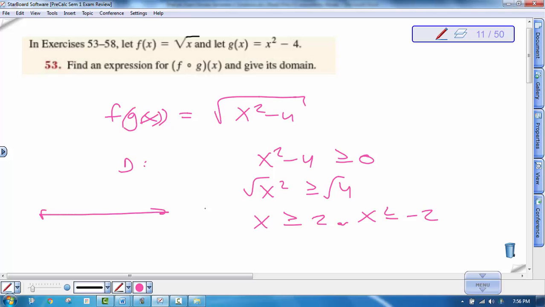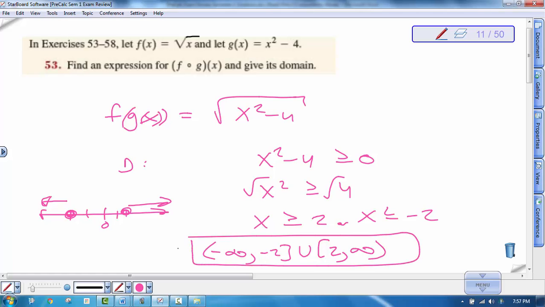If you're not sure, I like to use a number line to visualize it. It wants all the numbers that are bigger than 2, which would be that closed circle all the way that way forever, and then all the numbers less than negative 2, which would be that circle all the way to the left forever. So in interval notation, that would be negative infinity all the way to negative 2, including negative 2, as well as positive 2 all the way up to positive infinity. So there's the interval notation that we would use for the domain, and that's our answer.